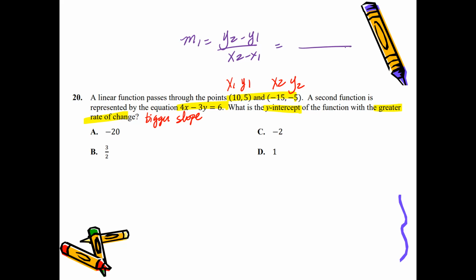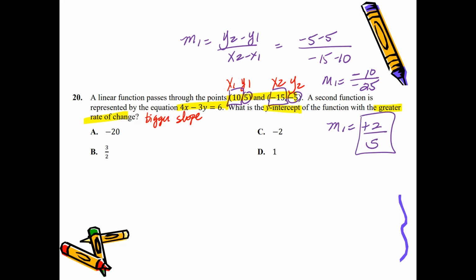And so if I go ahead and plug those numbers in, it will be -5 minus 5 over -15 minus 10. So with your calculator, and you're allowed to use a calculator on your task, you should have -10 over -25. That's your slope. And then if I reduce that, if I divide by 5 on top and bottom, I'll have -2 over 5. But it's a positive because a double negative makes it a positive. Okay, so that's your first slope.